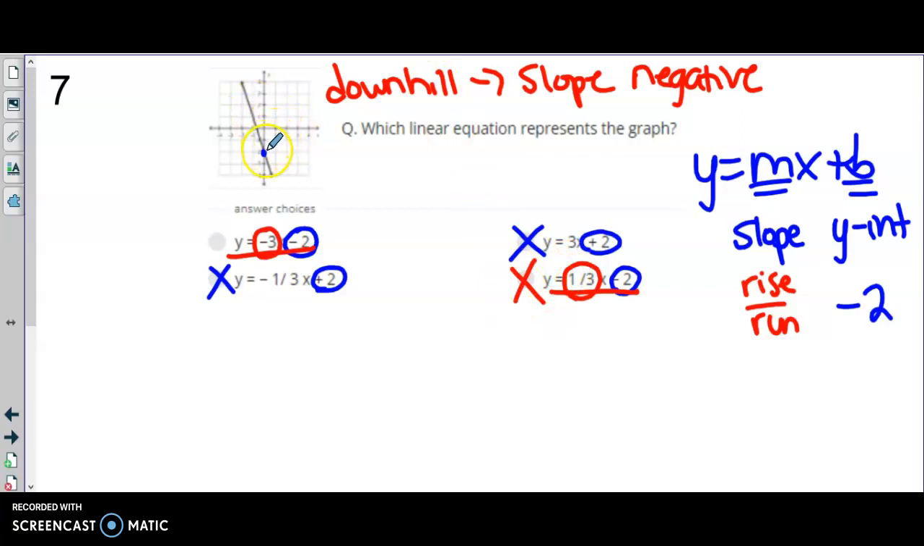But also, if you wanted to officially do slope, you would rise up 3 and backwards 1, which is how you get that -3 over 1, which reduces to -3. So that is our answer in slope-intercept form.